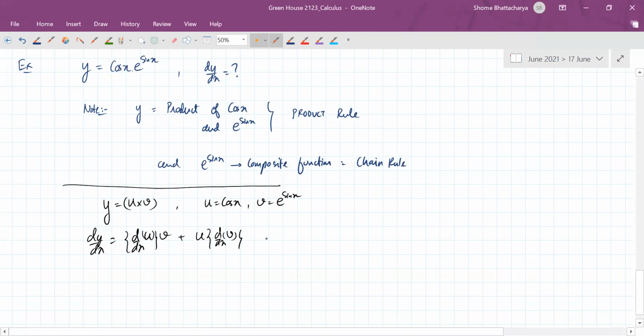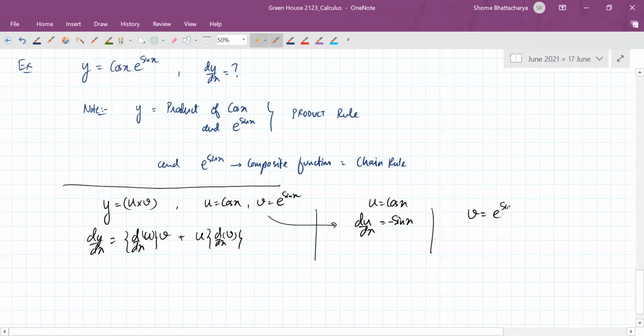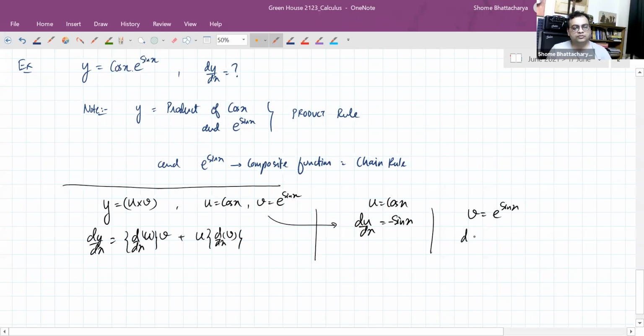Yes, sir. So now you see here, when I want to substitute, the first thing is very easy. U is cos x. So differentiation of u with respect to x is very simple. It is minus sin x. Okay. But v is what now? V is e raised power sin x. So what about differentiation of v with respect to x? So we have to use chain rule. This is like an f of gx right now.